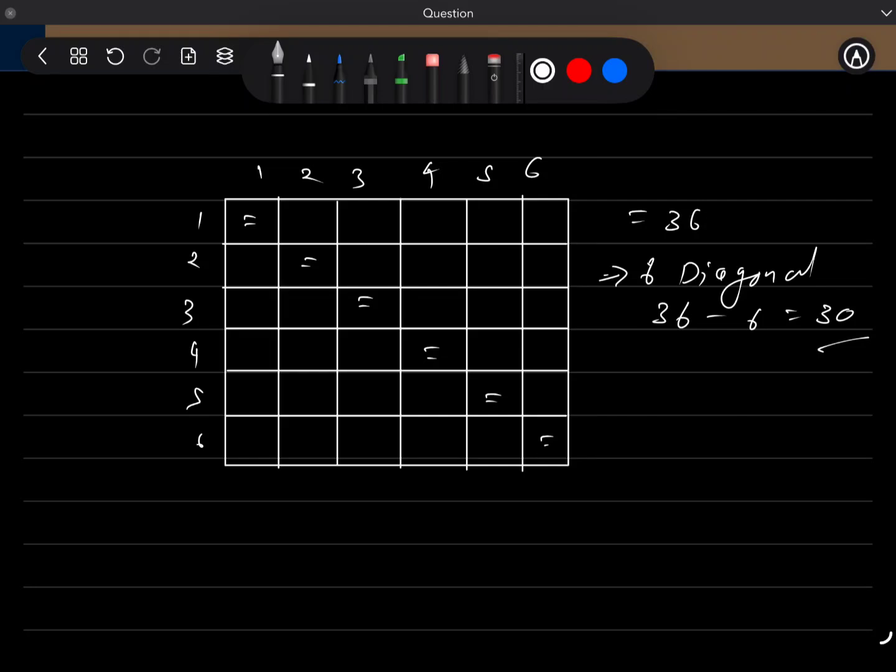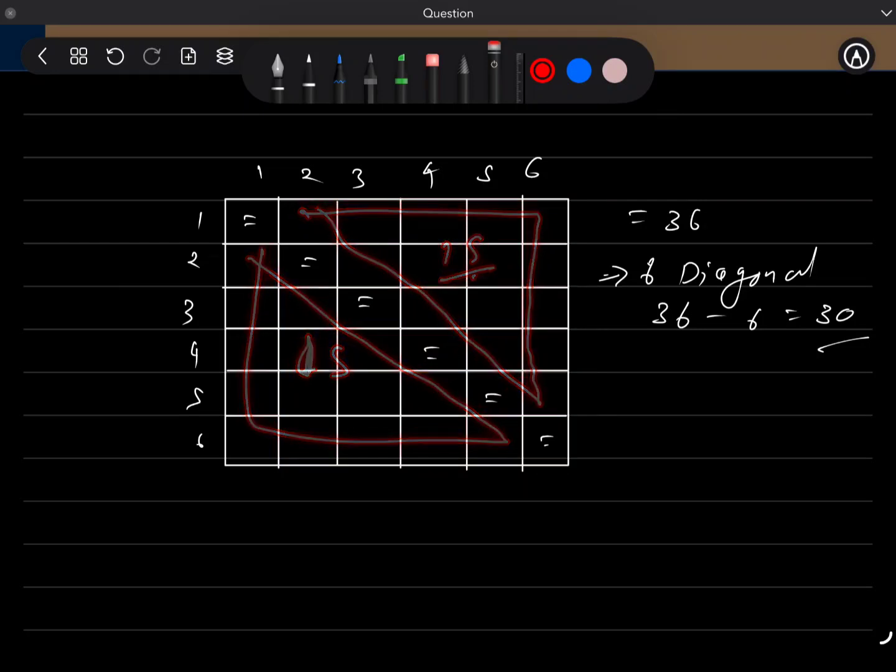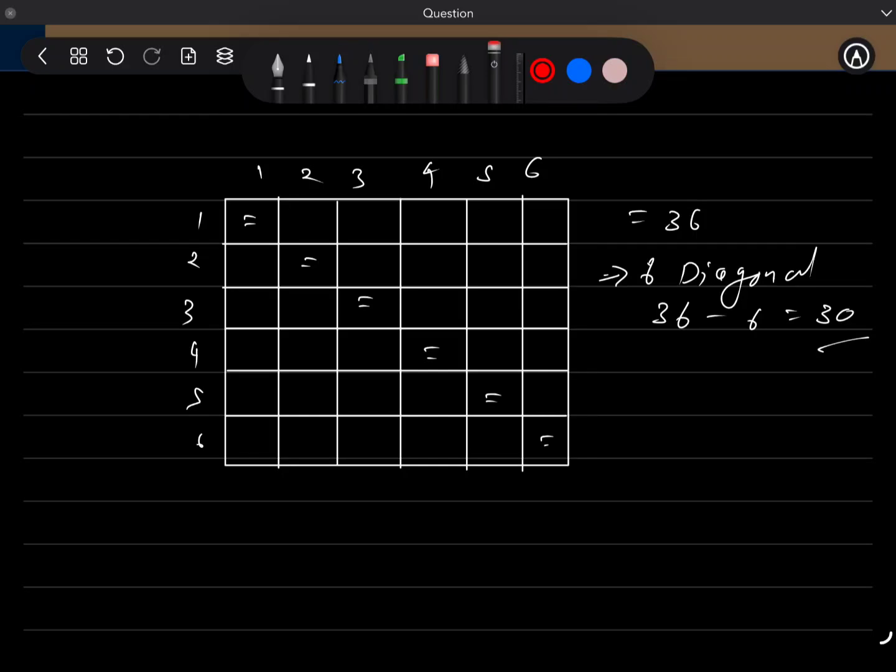Now count the upper triangle and lower triangle. There are a total of 15 in the upper and 15 in the lower triangle. So we can say the diagonal divides the upper triangle and lower triangle into equal cells.